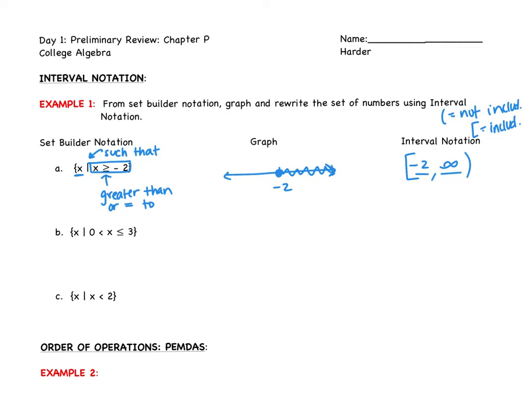Okay, if we try B, again, this is read as x such that. X such that. This is saying x is between 0 and 3. If we look at our 2 inequality signs, 0 is not included, so it gets an open circle. 3 is included, so it gets a closed circle. And we're shading everything in between.